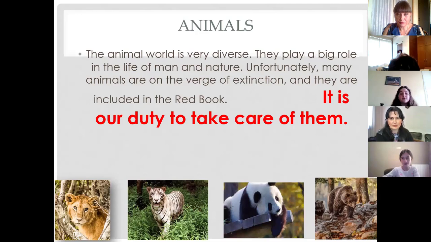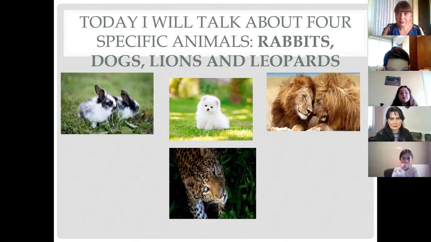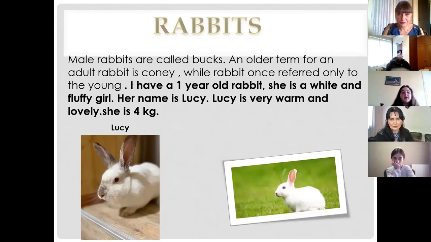Today, I will talk about four specific animals: rabbits, dogs, lions, and leopards. Rabbits. Male rabbits are called bucks. An older term for an adult rabbit is coney, while rabbit once referred only to the young. I have a one-year-old rabbit. She is a white and fluffy girl. Her name is Lucy. Lucy is very warm and lovely. She is 4 kilograms.